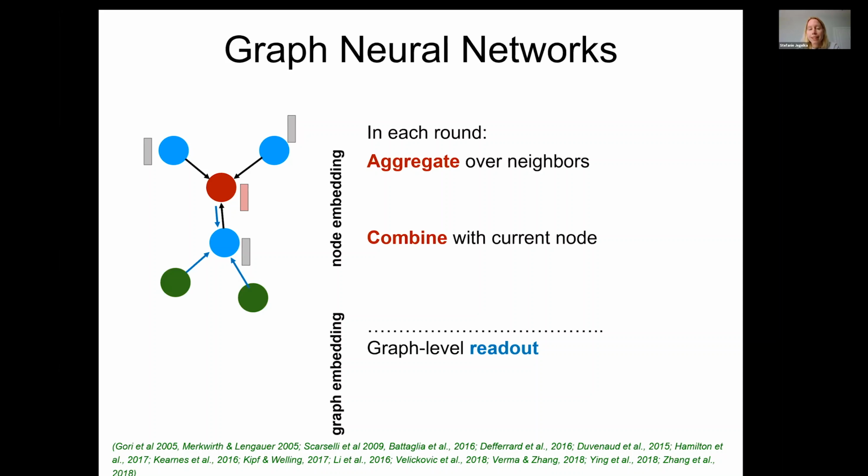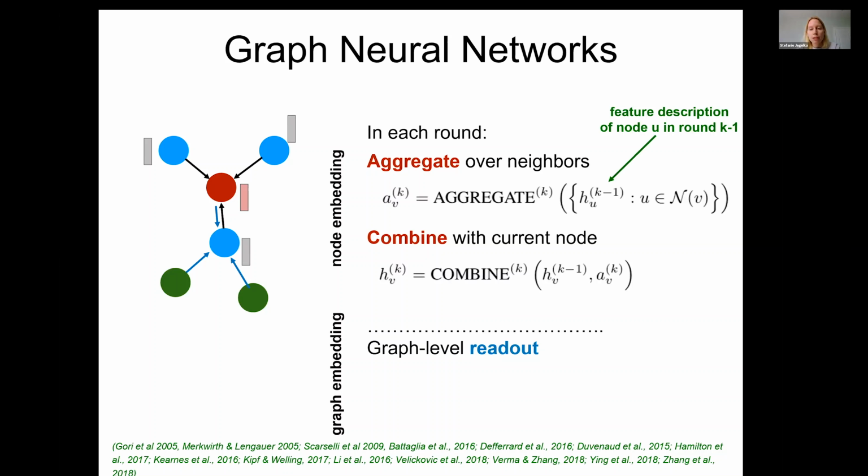And hence, in the next round, I can basically gather information about a 2-hop neighborhood. And in a few rounds down the line, I gather information about a k-hop neighborhood in my graph. So the range of information I'm gathering increases. And finally, after a certain number of rounds, I stop, and then I take all these node representations and aggregate them into a so-called graph level readout. That readout is essentially just another aggregation step.